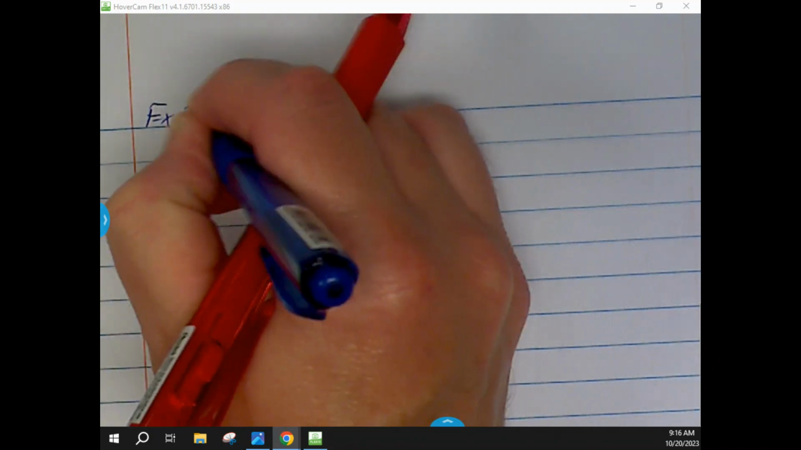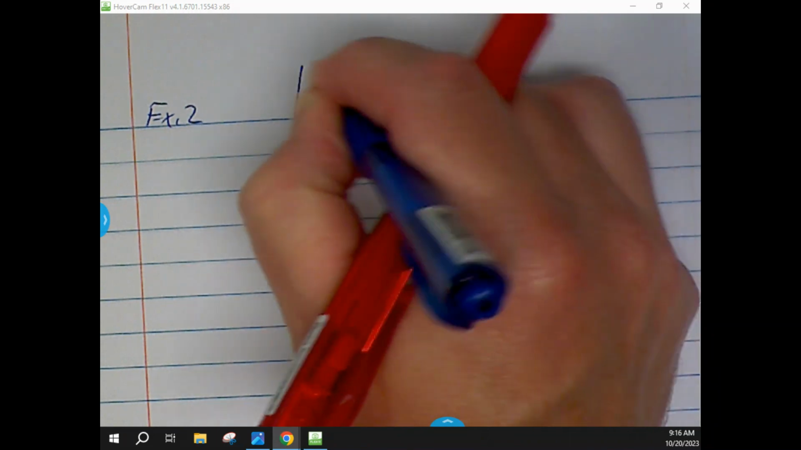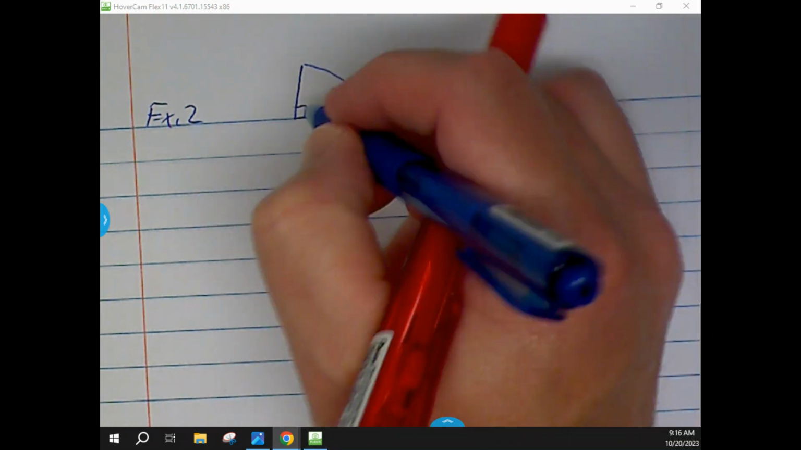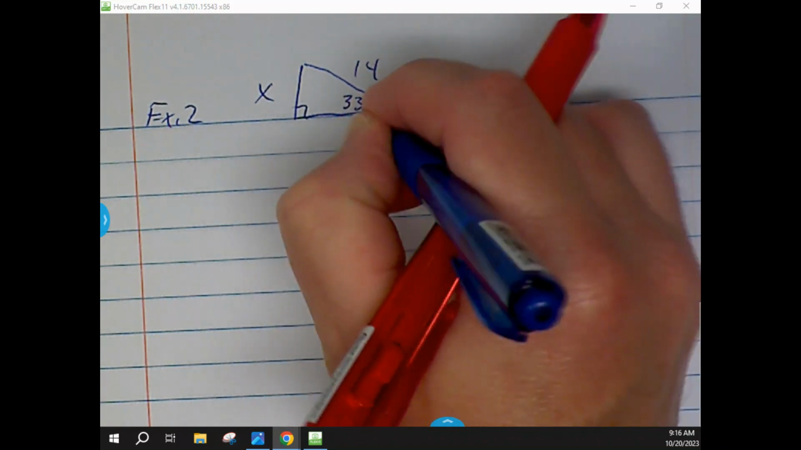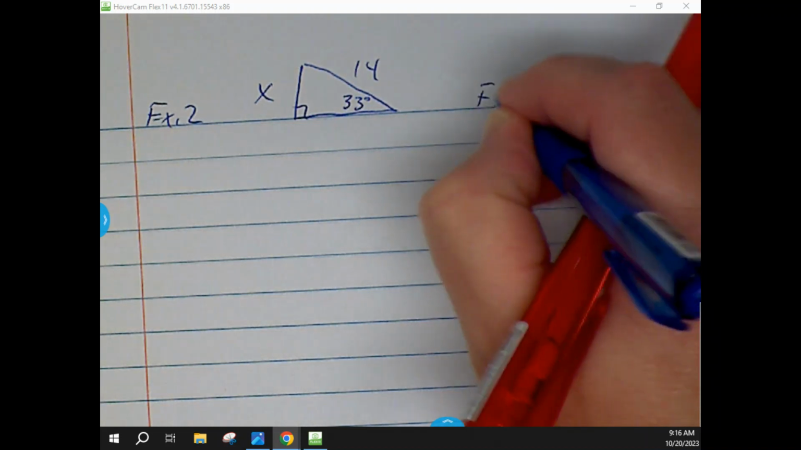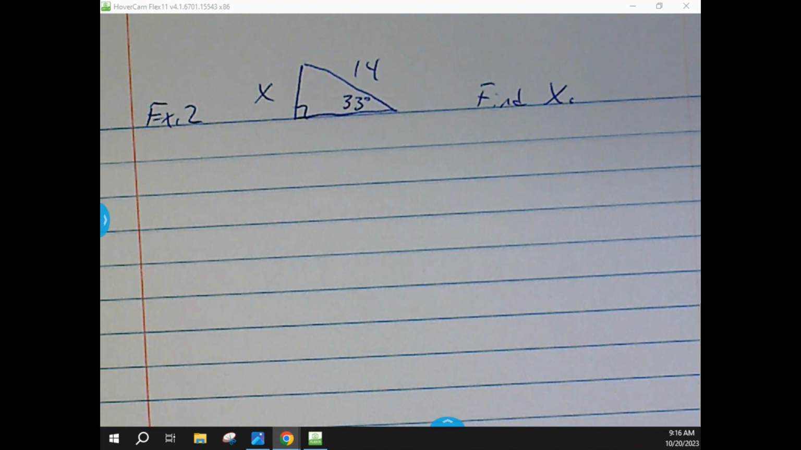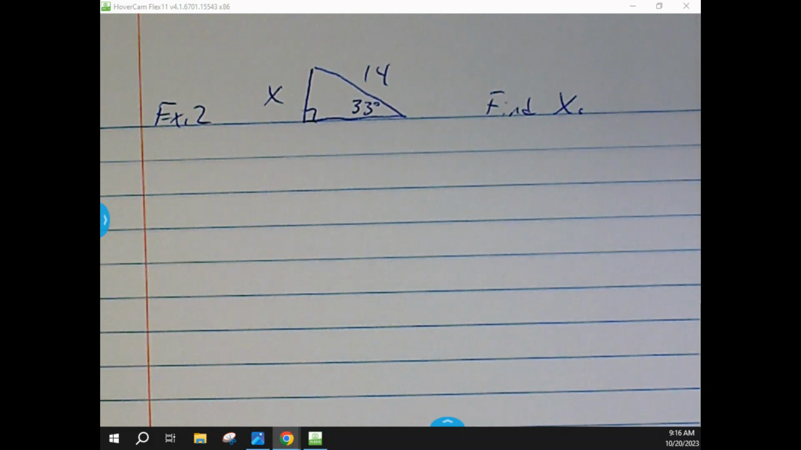All right, so for this one, here's the triangle that we've got. Wavy triangle, but still a triangle. We're going to find x for this one.